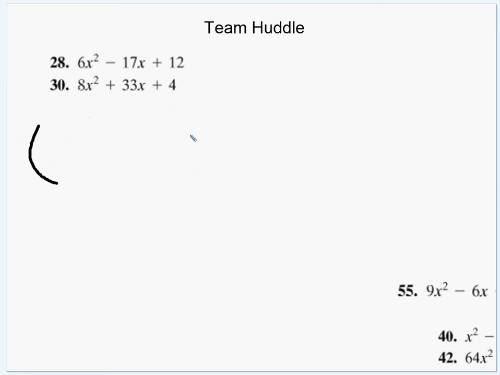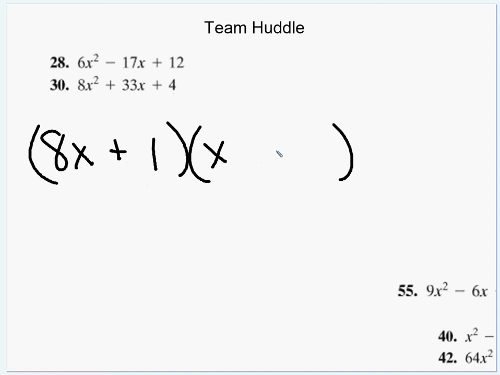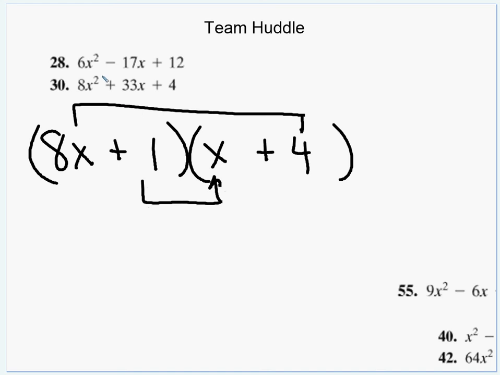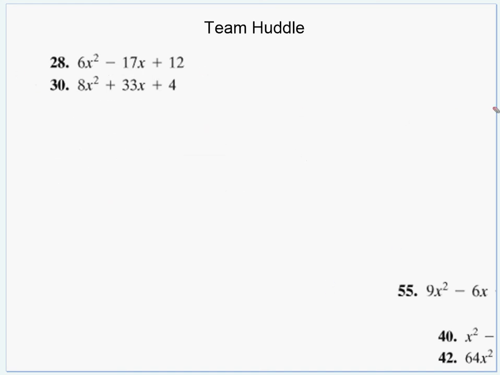Number 30, 8x squared. In this case, the 8x squared is going to be an 8x times an x. And then the 4 is going to be a plus 1 and a plus 4. The 8x has the plus 1, and then the single x has the plus 4. So then our outers would be a 32, one more in the middle, that's 33 in the middle. And again, factor by the ACB method is absolutely fine.